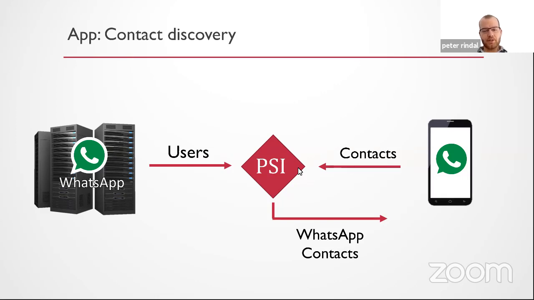To get around this, we can just run private set intersection, where only the phone would learn who their WhatsApp contacts are, and WhatsApp doesn't learn anything, at least initially.